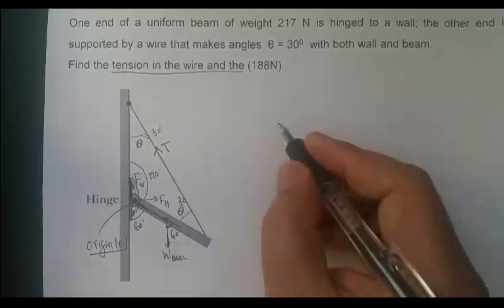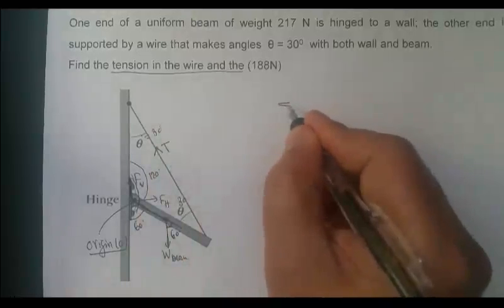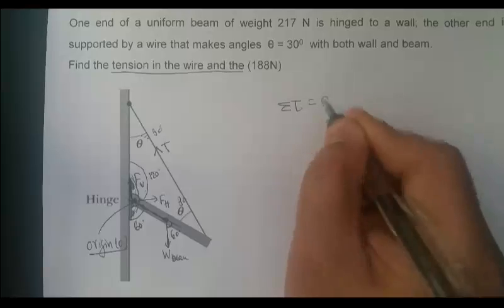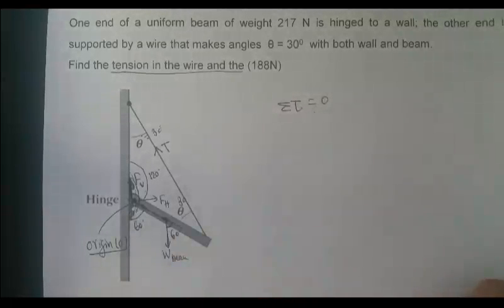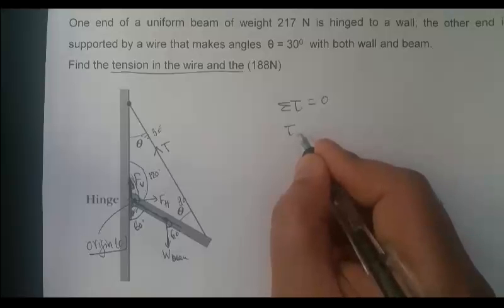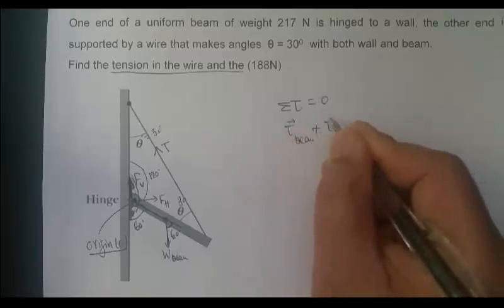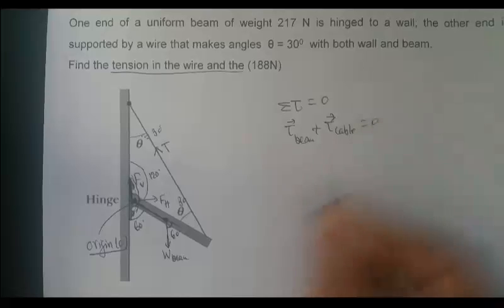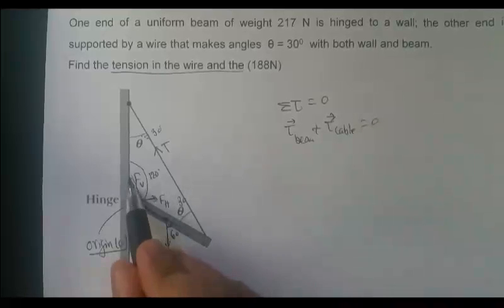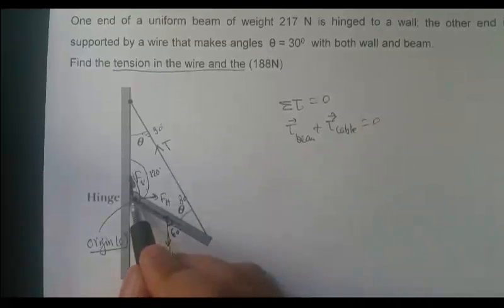Since only the tension in the cable is unknown, we can apply just one condition: the net torque about this origin has to be 0. There are only two torques, the torque due to the beam plus the torque due to the cable, because the torque due to these unknown hinge forces will be 0 anyway, since we have chosen this as our origin.